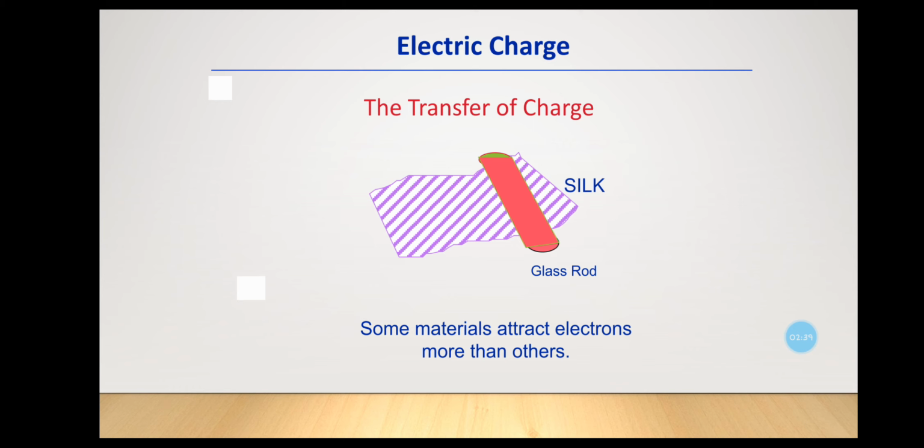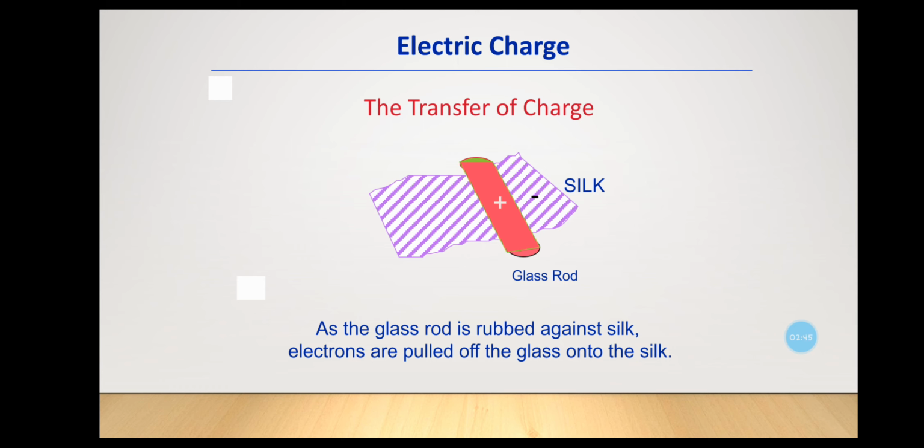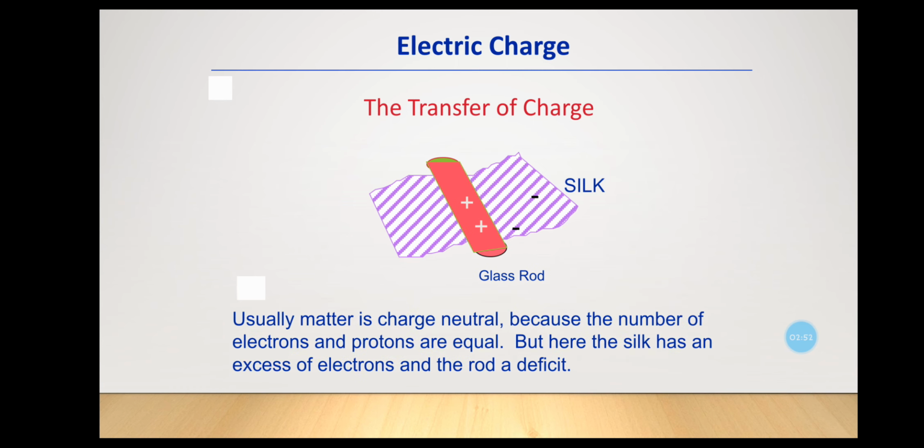Now, the transfer of charge. Some materials attract electrons more than others. Now, as the glass rod is rubbed against the silk, electrons are pulled off the glass onto the silk. Usually matter is charge neutral because the number of electrons, as we said, and protons are equal, but here the silk has an excess of electrons and the rod has a deficit.